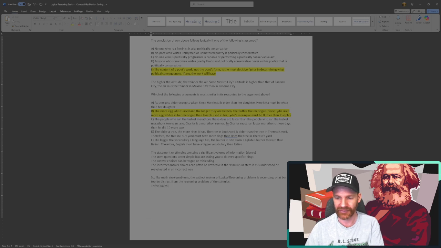Three issues logical reasoning questions are designed to test: your reading ability, your reasoning ability, and your mental discipline.